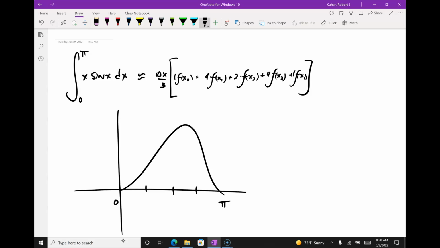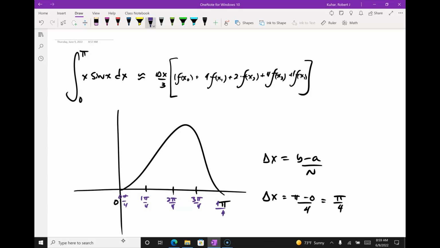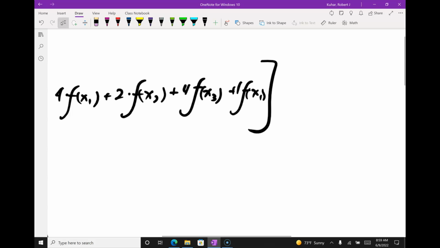Because we can see, right, if I take my b minus a, so delta x is b minus a over n, right? And of course I'm talking about the bounds of the integral there. So pi minus 0 over 4, so pi over 4. So I can clearly see labels of 0 pi over 4, 1 pi over 4, 2 pi over 4, 3 pi over 4, 4 pi over 4, right? So I can see my x sub 0, x sub 1, x sub 2, x sub 3, x sub 4. That's an x sub 4 there, sorry.